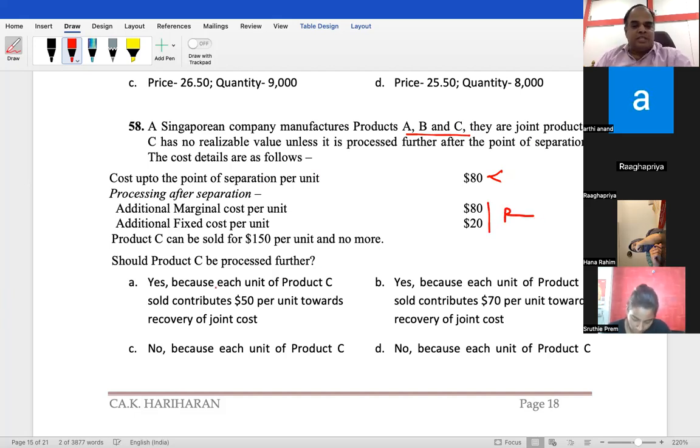After further processing, the selling price is 150. 80 plus 20, 100 is the cost. Therefore, how much is the profit on further processing? We'll get 50 rupees as contribution. Am I right? So A is the correct answer. Understood?